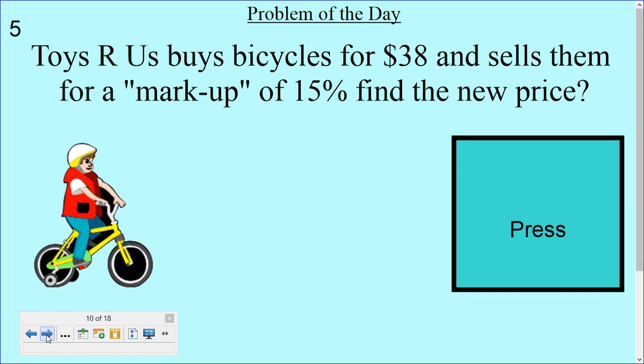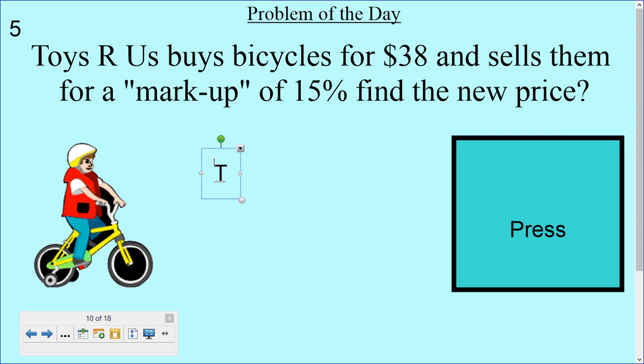So let's try an example. Toys R Us buys bicycles for $38 and sells them for a markup of 15%. Find the new price. Let's see. How should we attack it? We only have a price and we have 15%. So I'm going to use that formula.